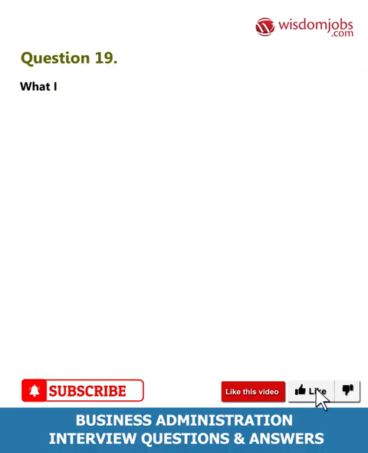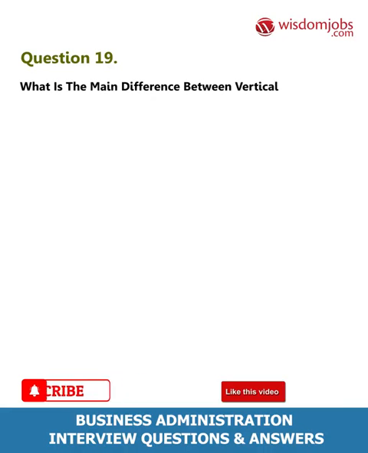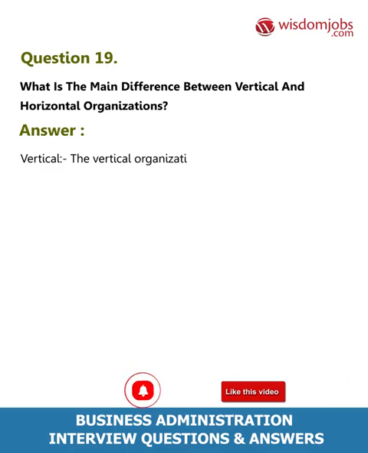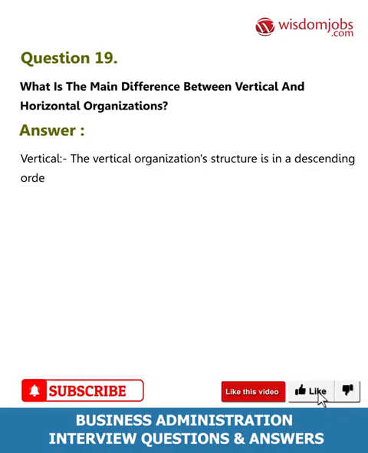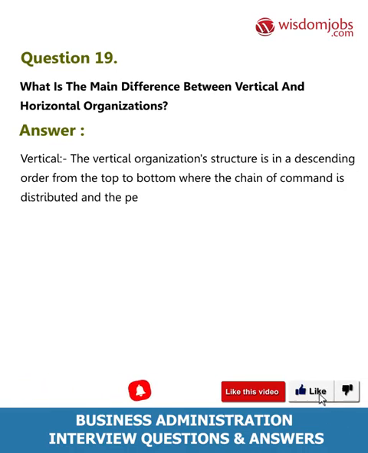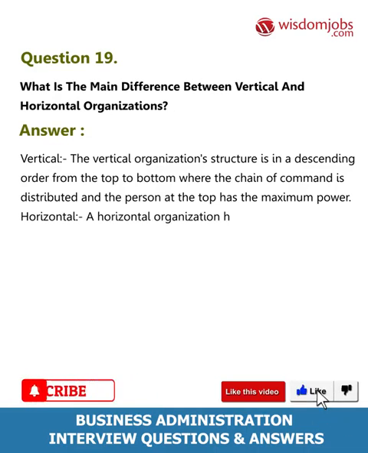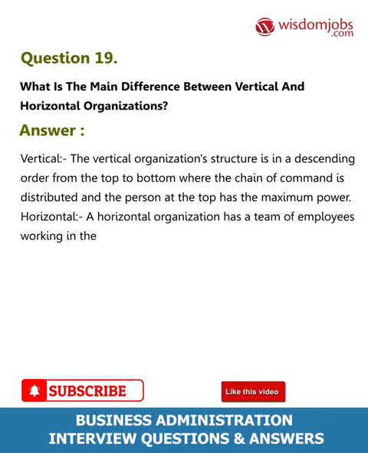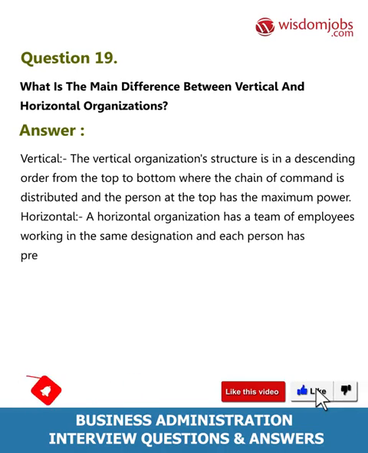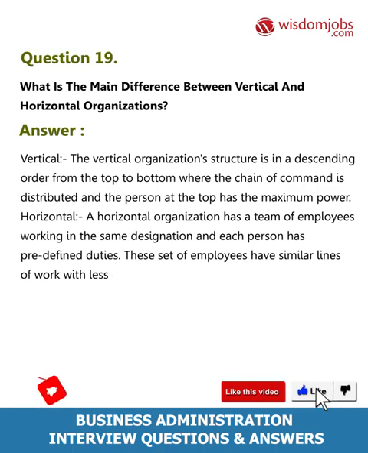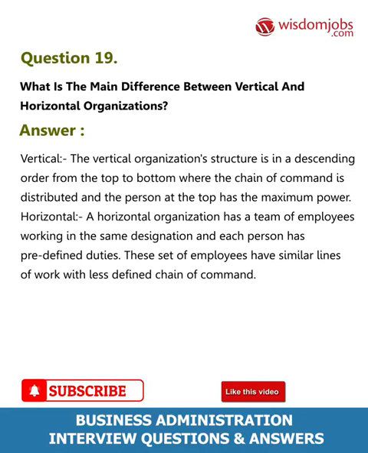Question 19. What is the main difference between vertical and horizontal organizations? Answer. Vertical. The vertical organization structure is in a descending order from the top to bottom, where the chain of command is distributed and the person at the top has the maximum power. Horizontal. A horizontal organization has a team of employees working in the same designation and each person has predefined duties. These set of employees have similar lines of work with less defined chain of command.